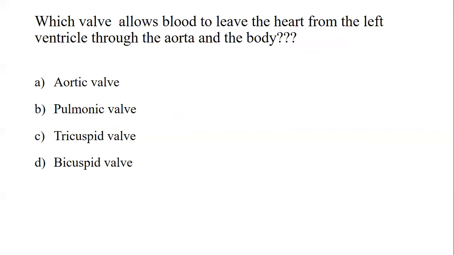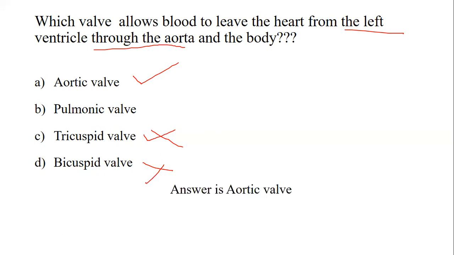Then, which valve allows blood to leave the heart from the left ventricle through the aorta? Here is our hint: from the left ventricle through the aorta. The answer is the aortic valve. The pulmonic valve is present on the right side of our heart, from the right ventricle to the pulmonary artery. The tricuspid valve is between the right atrium and right ventricle. The bicuspid valve is between the left atrium and left ventricle. So our correct option is the aortic valve.